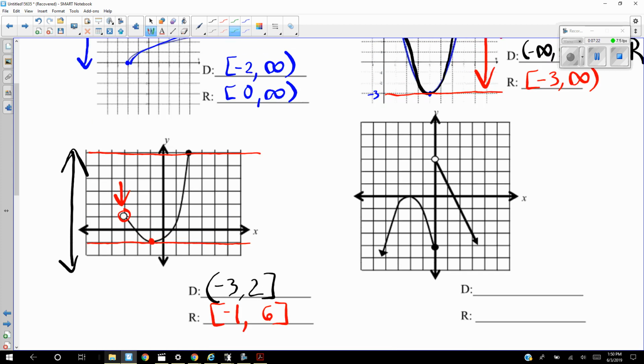All right, and this last one, domain. Left and right. Does this graph go left forever? So this arrow, we've got an arrow. This arrow is going down and also very slowly to the left forever.